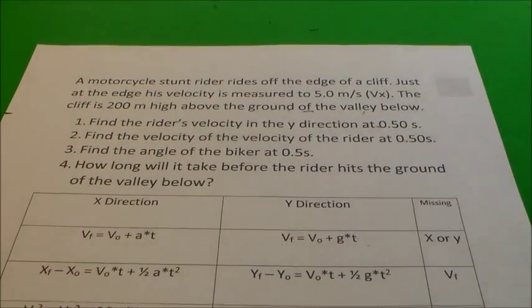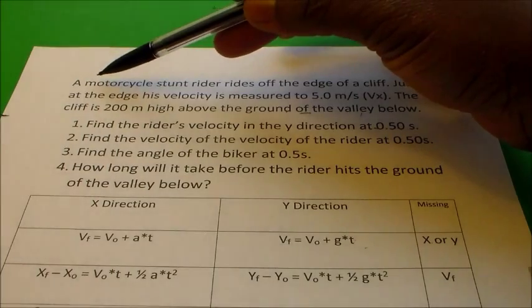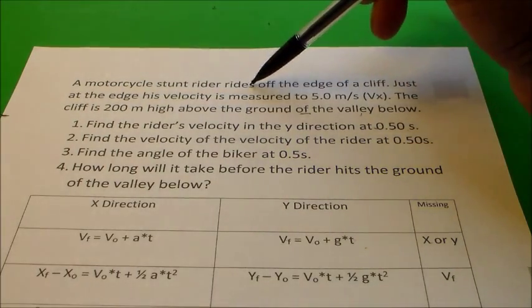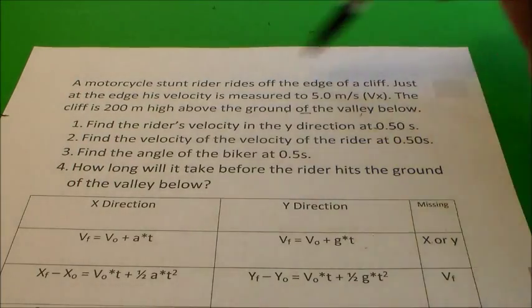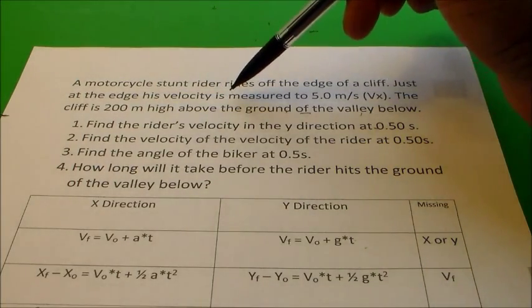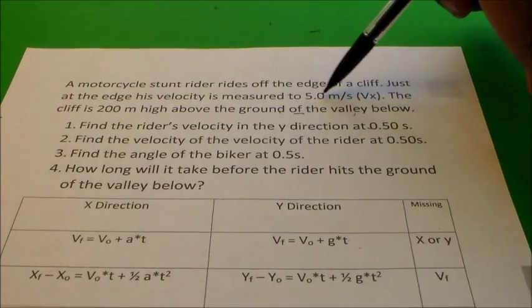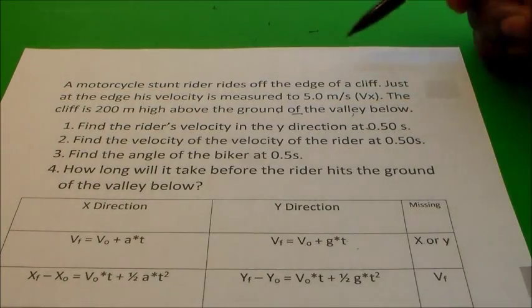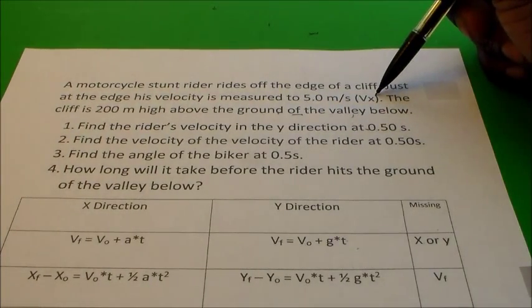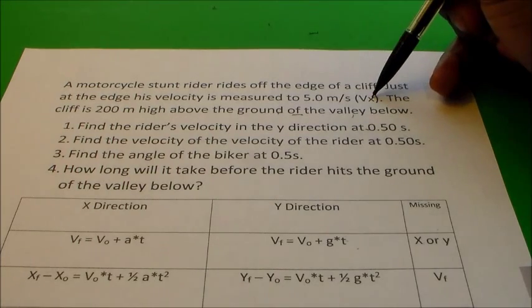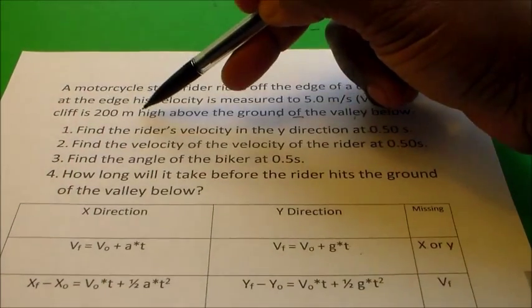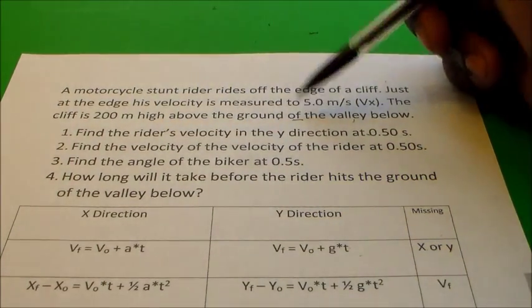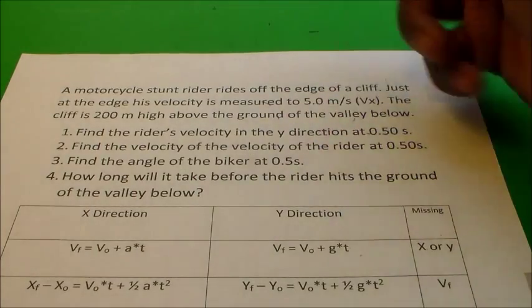The problem I'm working with here says a motorcycle stunt rider rides off the edge of a cliff. Just at the edge, his velocity is measured to be 5.0 meters per second, and that velocity, just before the bike leaves the cliff end, has to be in the x direction, so that's the velocity in the x direction. The cliff is 200 meters high above the ground of the valley below.